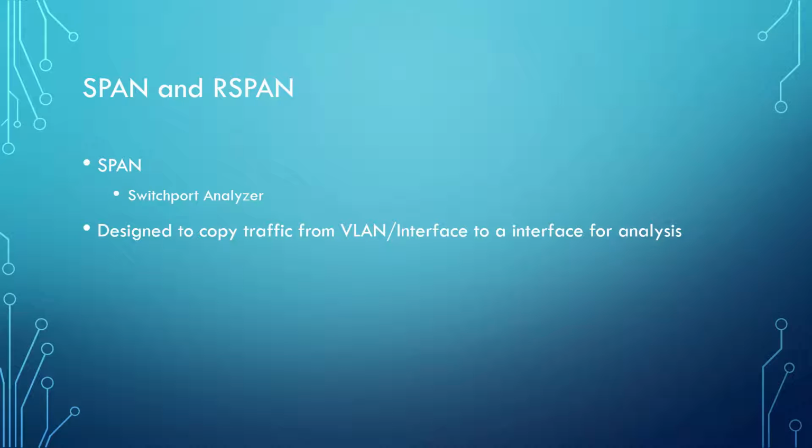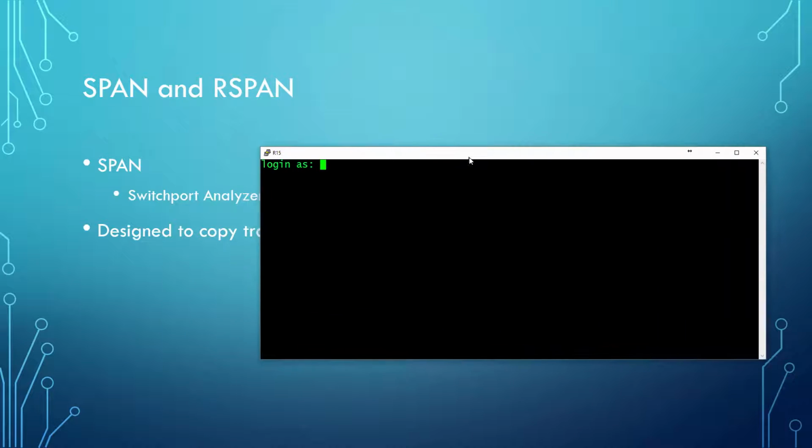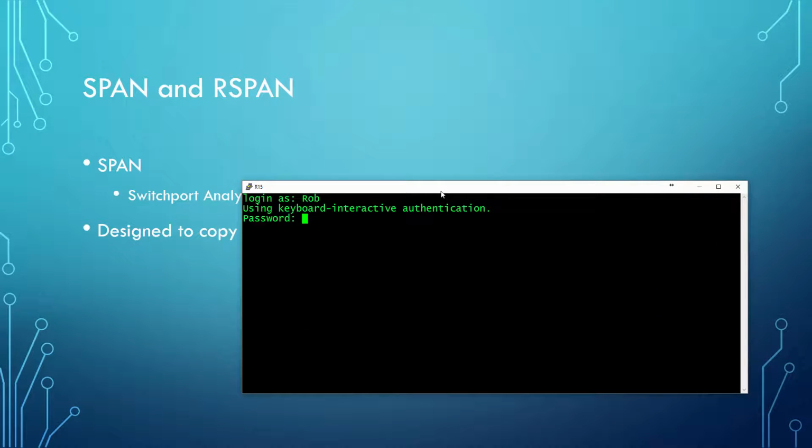RSPAN is doing the exact same thing, except you're trying to capture data on a remote switch that you're not directly connected to, and you want to copy that data from that remote switch to the local switch, so you don't have to physically go somewhere. You can have that data come to you. So to create a remote SPAN, I'm going to go ahead and pull up my home switch real quick, the one that I just did in the previous video, and log into this guy.